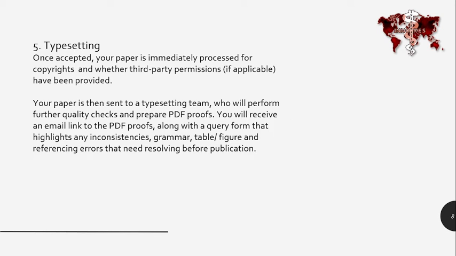Next is typesetting. Once accepted, your paper is immediately processed for copyrights and whether third-party permissions have been provided. Your paper is then sent to a typesetting team who will perform further quality checks and prepare PDF proofs. You will receive an email link to the PDF proofs along with a query form that highlights any inconsistencies, grammar, table, figure, and referencing errors that need resolving before publication.